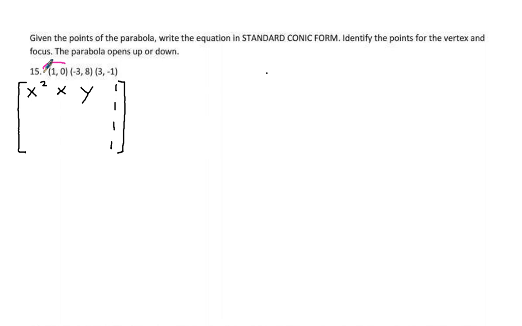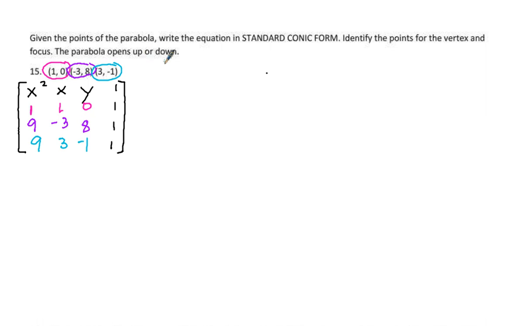So we take the first point and plug it into the x column and the y column, and then we square the x value. So 1 squared is 1. Then we move over and do the next point. The x is -3 and the y is 8, and we square the x, -3 squared is 9. And we do the same thing with our last point. You have the x, and -1 is the y, and we square your x value and you get a 9.